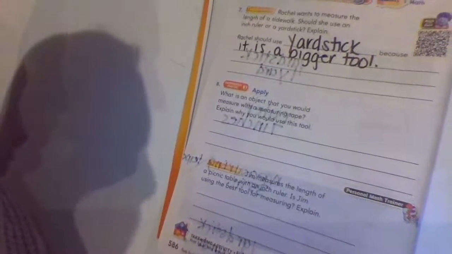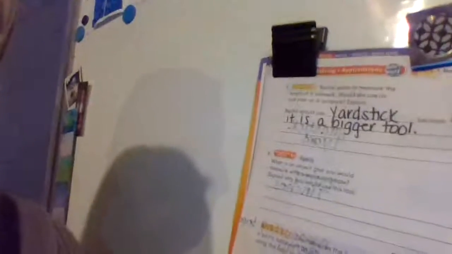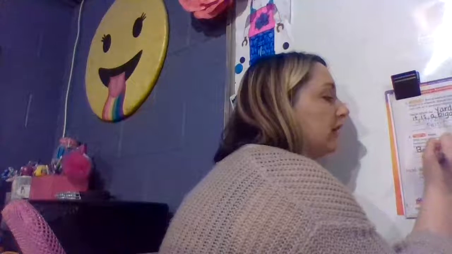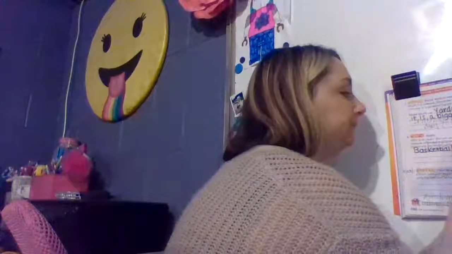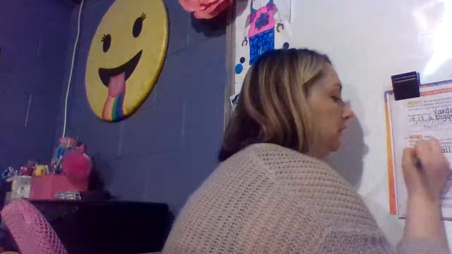What is an object that you would measure with a measuring tape? Explain why you would use this tool. So, thinking about something that we would use a measuring tape for. We want to think about something that would go around. So think of something that you couldn't just use a ruler because you have to actually move it around an object. So what's something round that we could measure? I know if Maddox were here, he would choose a basketball. So the object I would choose is a basketball to measure. And to measure the distance around, I would have to use the measuring tape because it would have to bend around the object, because it is round.